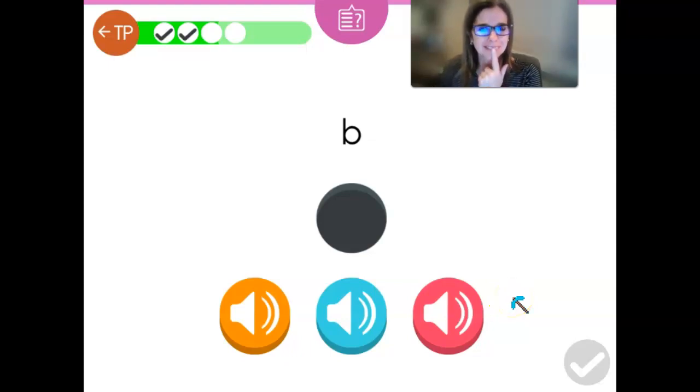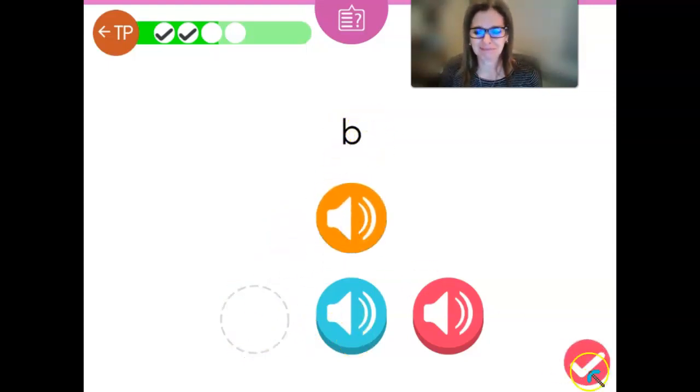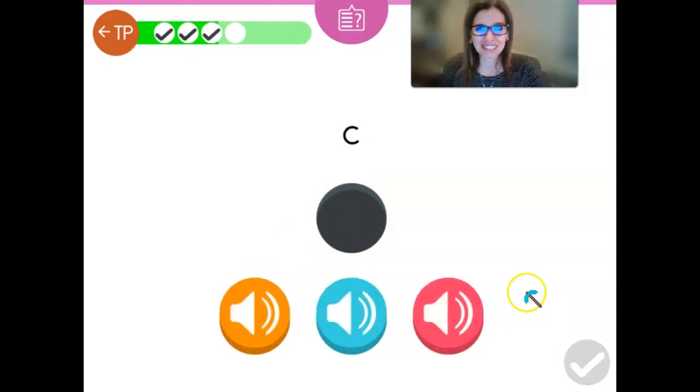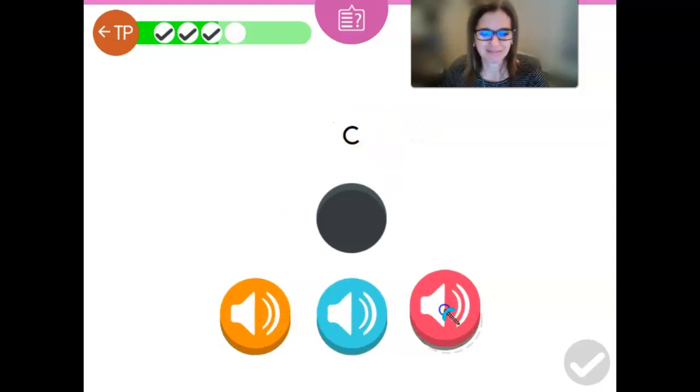B. I see the bat and then the ball. B. We're doing what good. What's the sound? K. W.